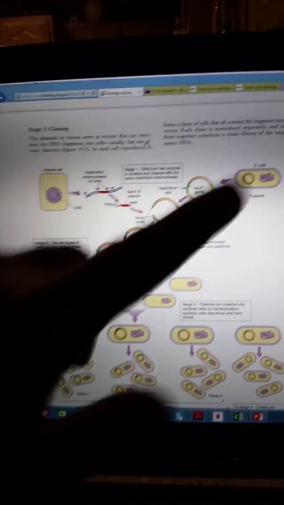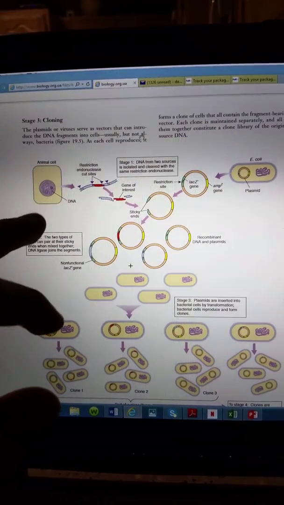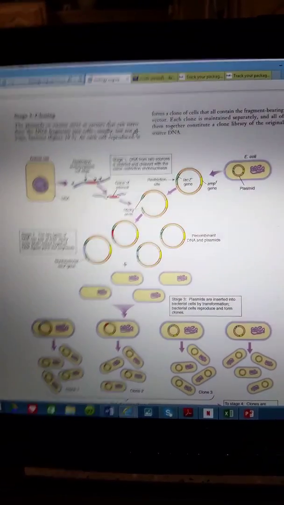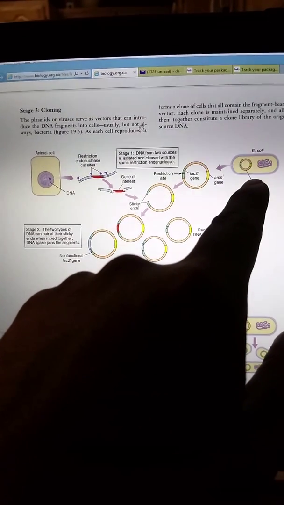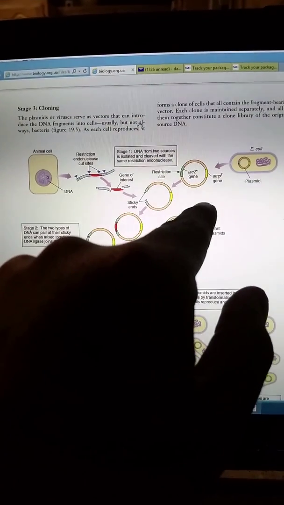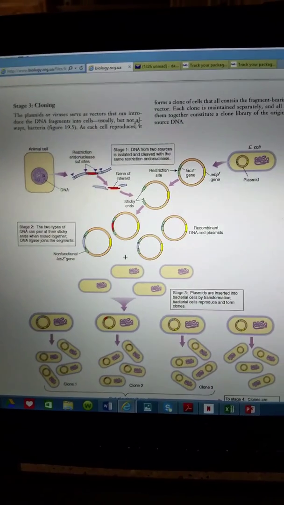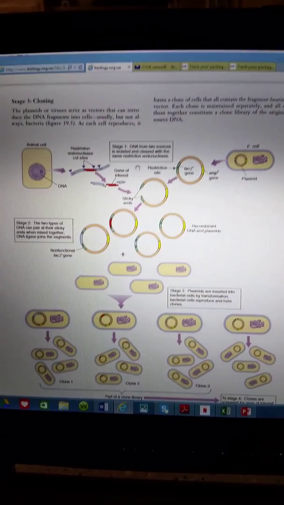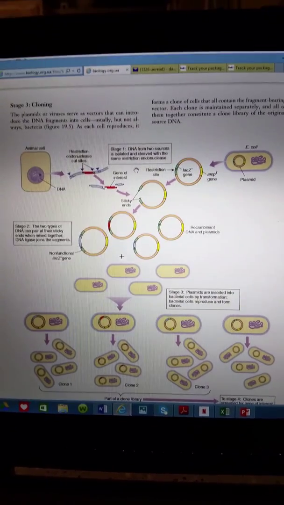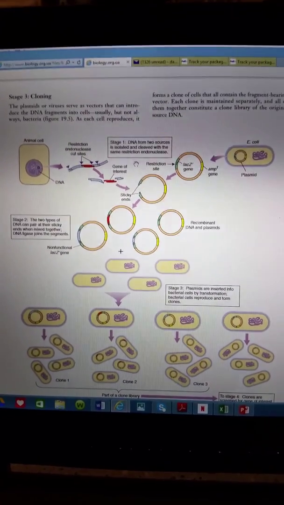After this first step is complete, they're just getting the fragments out right here. You've got the gene of interest. Over here the plasmid is also cleaved. And it's important to know that the same endonuclease is used, because if the same one is used, they can both be combined together through sticky ends.